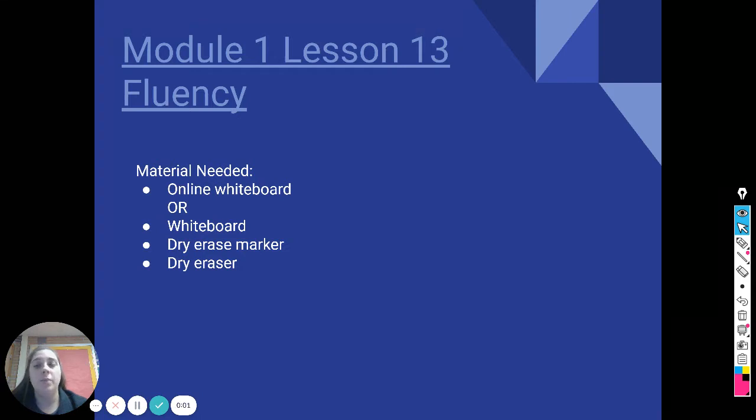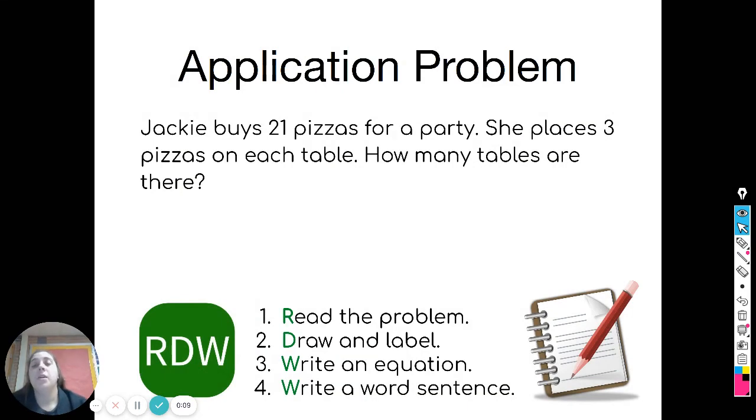For today, you need your online whiteboard, or your whiteboard, dry erase marker, and dry eraser. For today, we're going to be trying out an application problem, okay? And what this means is this is a word problem that you are going to attempt to solve on your own, and then we will go over it together, okay?